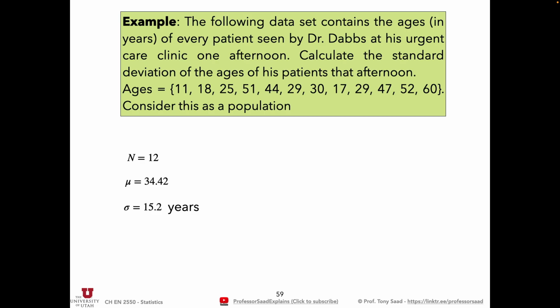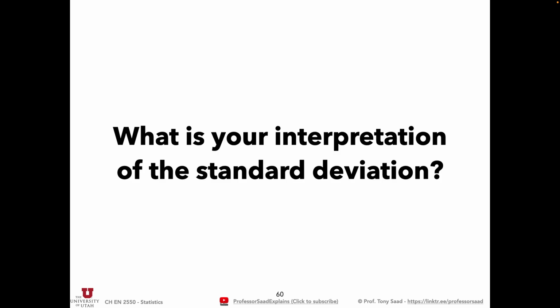And then you do the calculation, and on average, the standard deviation was about 15 years. So on average, his patients differed by plus or minus 15 years of age from the mean value, which was 35 years of age. Now, what is your interpretation of the standard deviation? I know many of you have used the standard deviation before, in your undergraduate research, in your high school possibly. What is your interpretation?